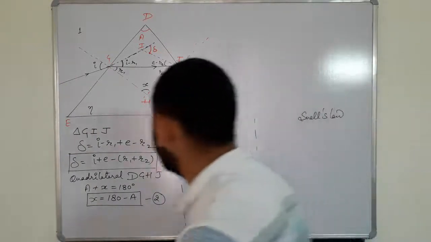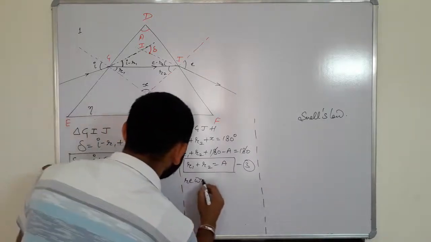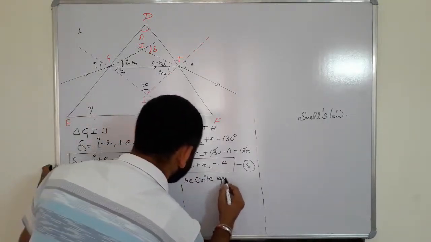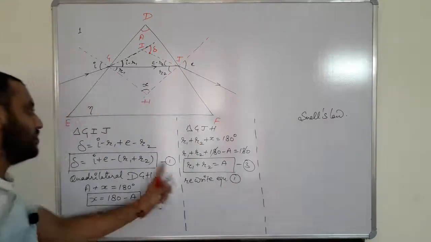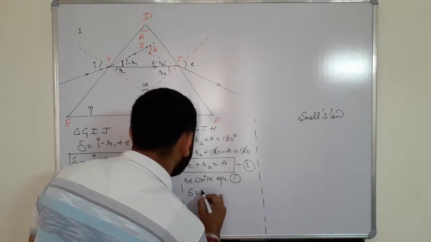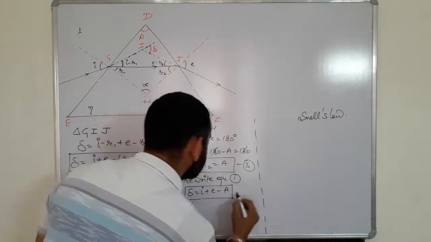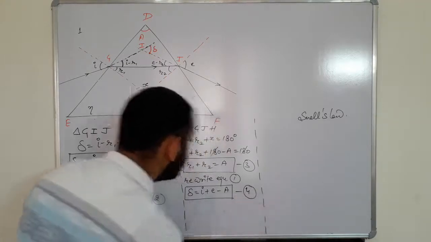So if we rewrite equation number 1, since R1 plus R2 is A, we can write that delta is equal to I plus E minus A. So let us mark this as equation number 4.